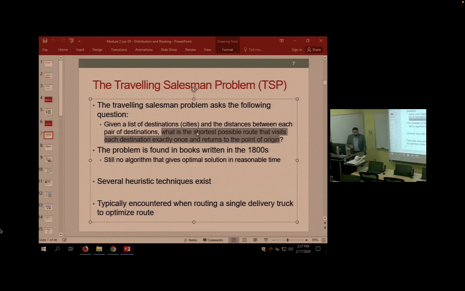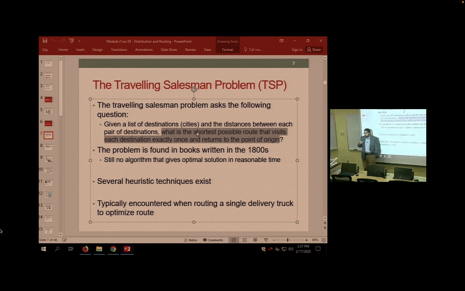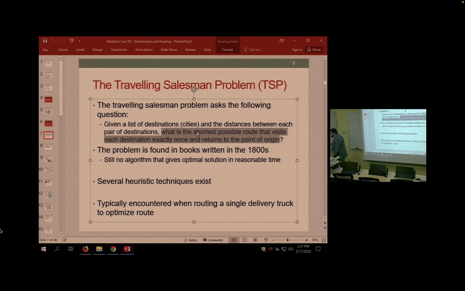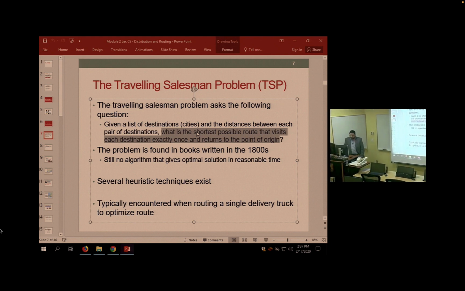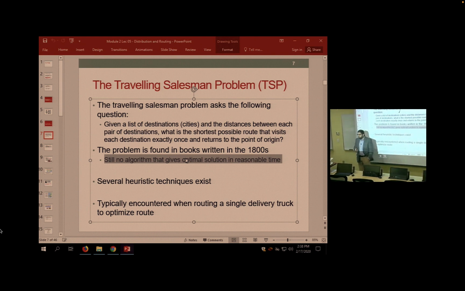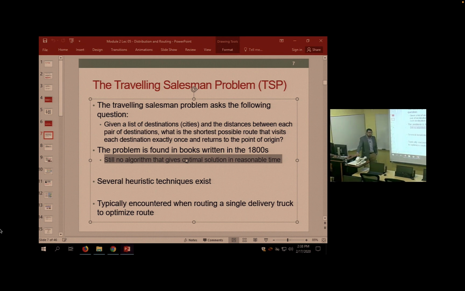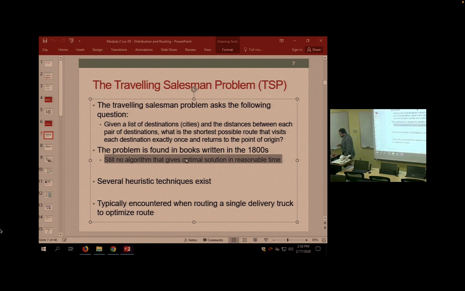It might sound like, well, that should be easy to do. You just hit the points and you come back. But to find the path which minimizes your distance traveled is not trivial. This problem has been found in books written hundreds of years ago, but till today we have no algorithm that can guarantee the optimal solution in a short amount of time. We have a lot of good algorithms which can give you very good solutions in a short amount of time, but those solutions are what are called heuristic solutions. They are good solutions, but we are not guaranteed that they are the optimal solution.